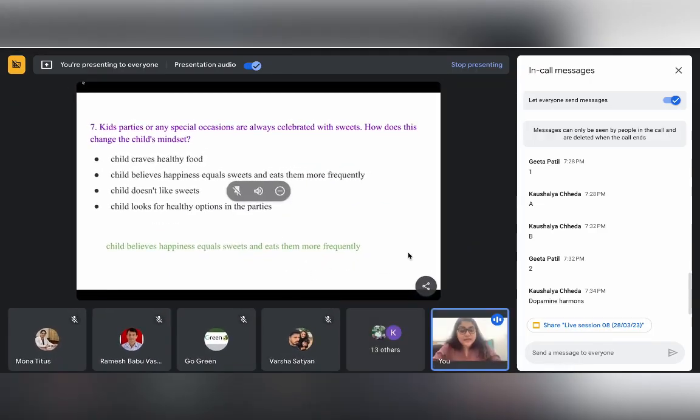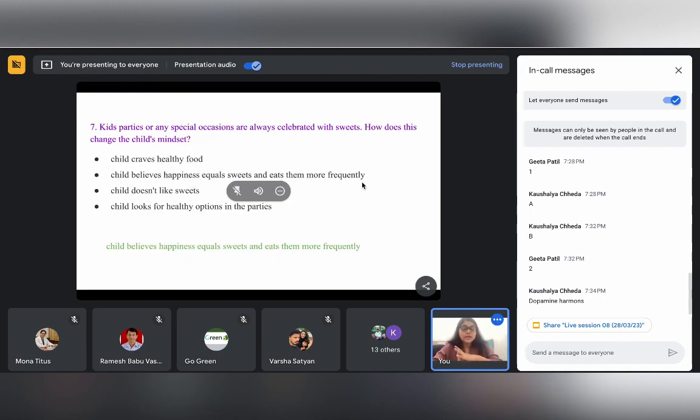Whenever we are dealing with people, or with new mothers, it is very important that we make them understand, motivate them and tell them that okay, your child wants it, but it doesn't mean that you have to keep on giving the child that specific kind of food, right? So for this question, the answer is child believes happiness equals sweets and eats them more frequently.